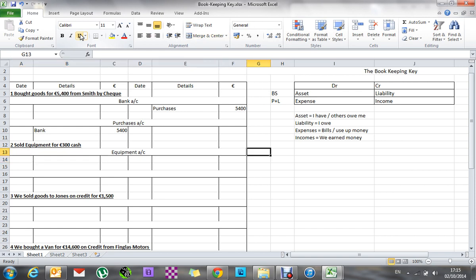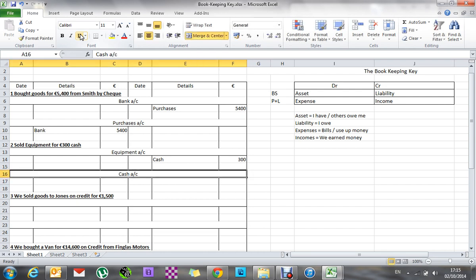I have less asset. So asset is in the DR column. So when I have less of an asset, I'll have a credit entry in it. So I'll put a credit of 300 there. And now I need to come up with the name of the other account. Well, I sold my equipment and I got money for it. I got some cash for it. So the other account is going to be called cash. So I'll have a cash account there.